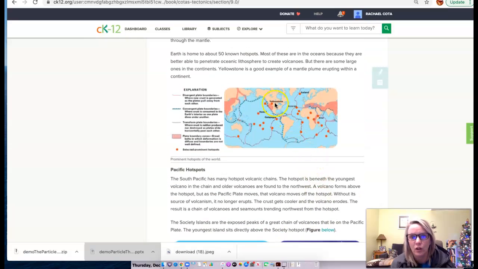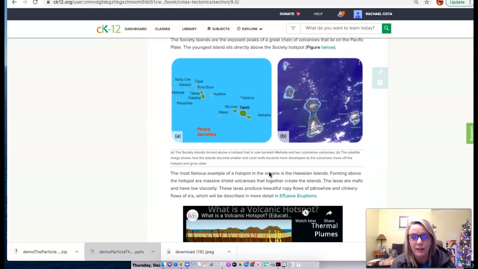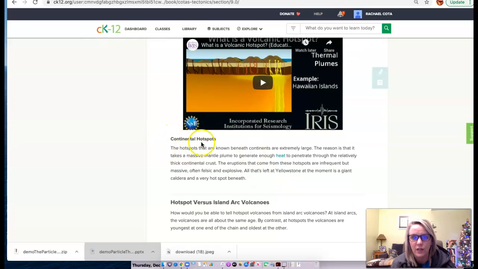Hotspots can also occur over land. An example of that in the United States of a continental hotspot is Yellowstone. Okay, so it says the hotspots that are known beneath continents are extremely large. And the reason for that is that it takes a massive mantle plume to generate enough heat and energy to actually break through that continental crust. The continental crust is much thicker than oceanic crust. Okay, so it's really difficult for that mantle to actually push through the continental crust.